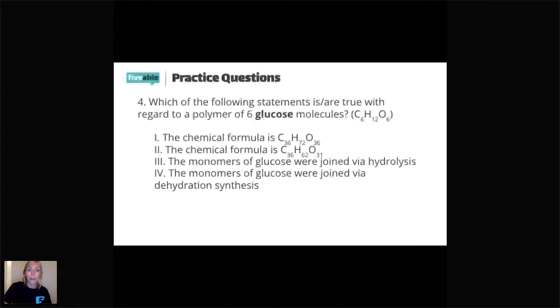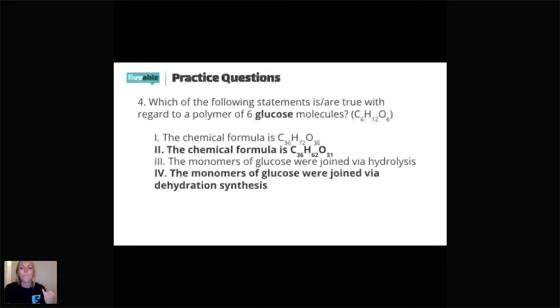Okay, so think about, well, what does 5H2O look like? What happens is we can't just multiply our subscripts here and say, oh, it's times 6, right? What happens is we've lost 10 atoms of hydrogen and 5 of oxygen. Okay, so 5 water molecules were taken out. So we can't just multiply. So chemical formula is that for 2. And then for the monomers, we're joined via dehydration synthesis. So this is kind of asking a couple things all at once. Okay, just be careful, read things carefully.